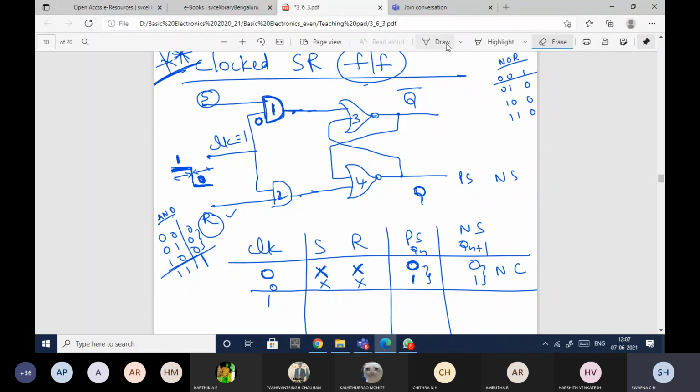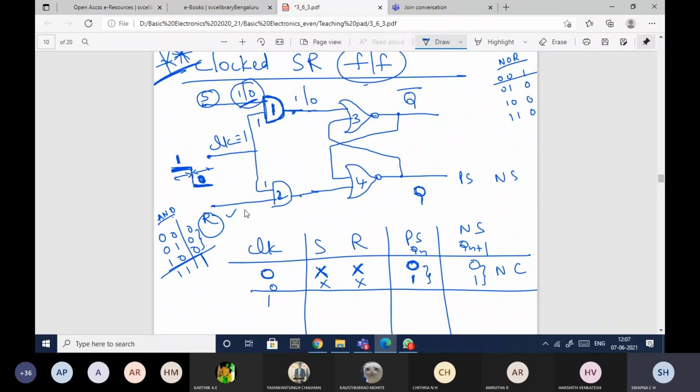Next, let me take the next case. The next case is clock is 1. Clock is 1 in the sense the inputs to the first AND gate will be 1 and the input to the second AND gate will also be 1. If it is 1, only when the other input is 1, the output of this will be 1. If the input is 0, then the output will be equal to 0. So it is depending on the second input, in the sense the S value.